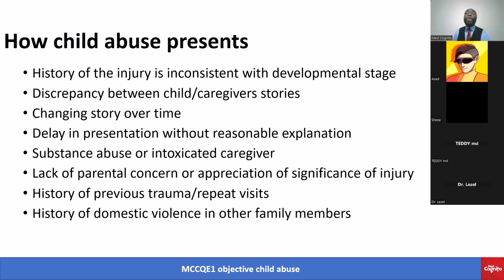And history of previous trauma or repeated visits. So you have a kid who has been brought to the ER several times. Then you are concerned, like several times with, oh, he did this. He fell from the waterfall. He fell from the Niagara Falls. He did this. Then you realize that there's something I need to start paying attention to. And then history of domestic violence in other family members. So, for example, you have a kid whose mother has been abused by the partner, and then this kid is brought to the emergency room, and this kid now has features that you're concerned about. Please be careful about that.